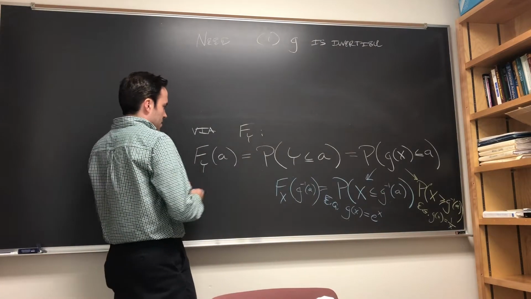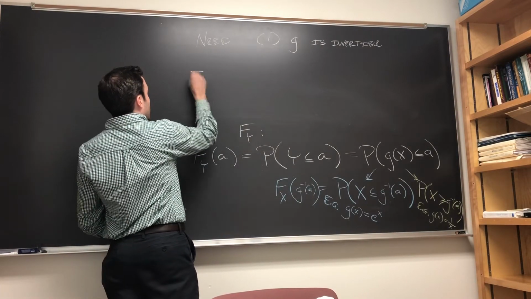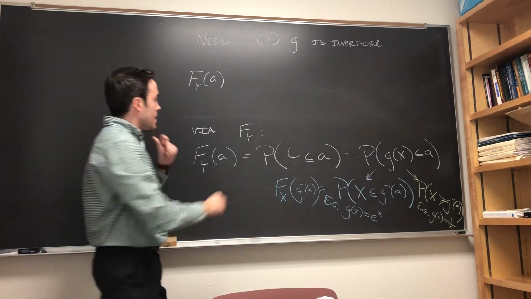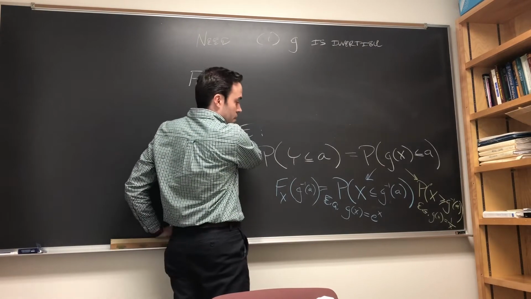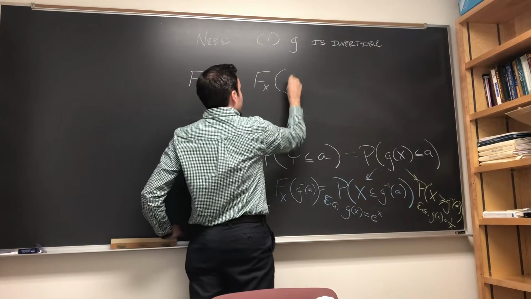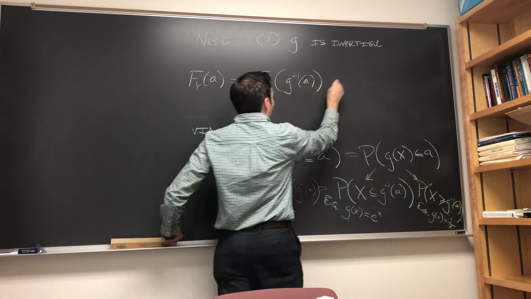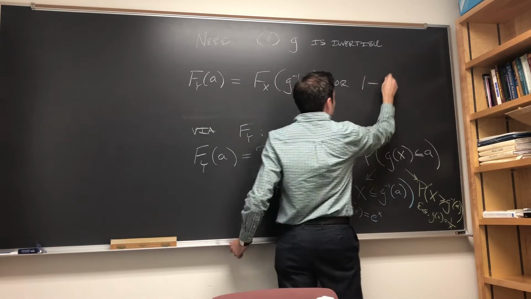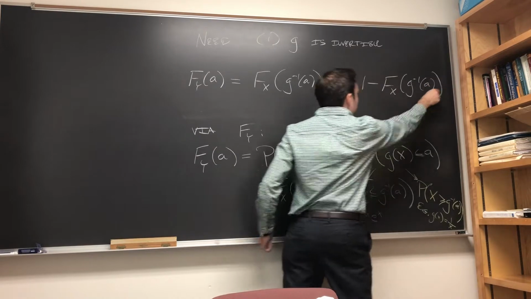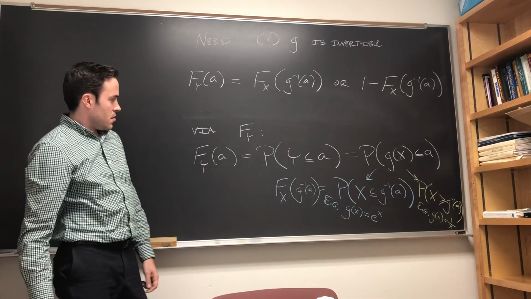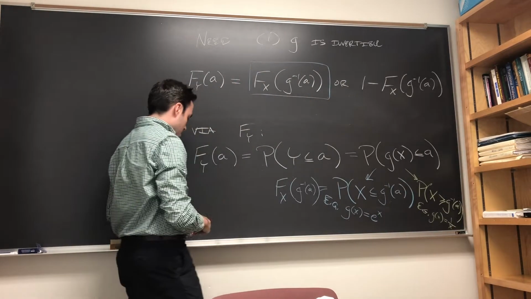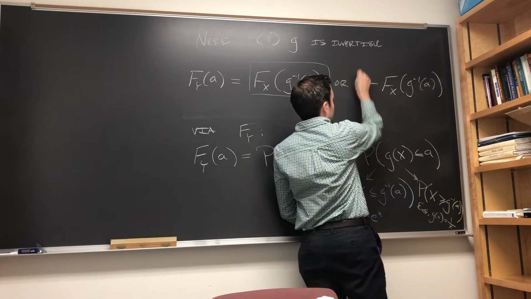So when this happens, we get that F sub Y, the CDF of Y evaluated at a, is either equal to F sub X of g inverse of a, or 1 minus F sub X of g inverse of a. With the blue case corresponding to this option, and the yellow case corresponding to this option.